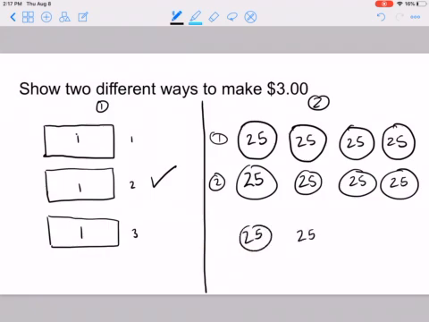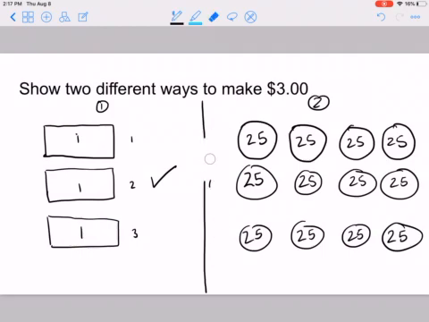25, 50, 75, 100. Oh, there's $3. So now we can see that 1, 2, 3, 4, 5, 6, 7, 8, 9, 10, 11, 12 quarters is equal to $3. And we know that because 4 quarters is equal to $1. So 12 quarters is equal to $3. So there's two ways to make $3.